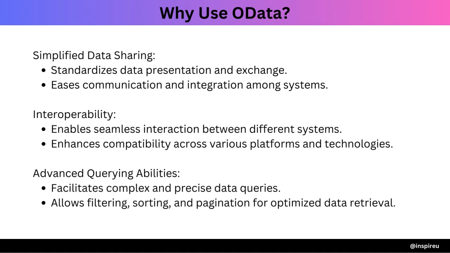Now, let's dive into the advantages of utilizing OData in API development. OData offers several significant benefits that can significantly enhance the way we work with APIs. Firstly, OData simplifies data sharing. It provides a standardized approach to present and interact with data, making it easier to communicate and exchange information across different systems. This standardization streamlines the sharing process, reducing complexity in data integration.